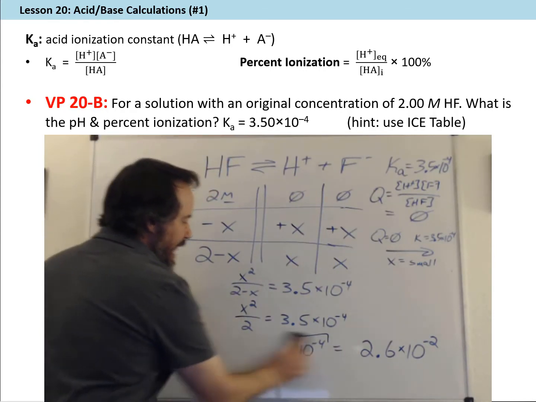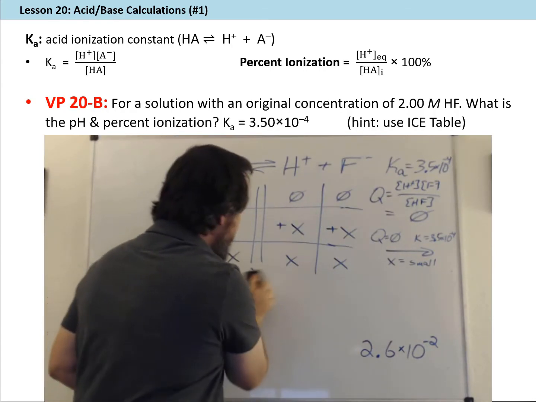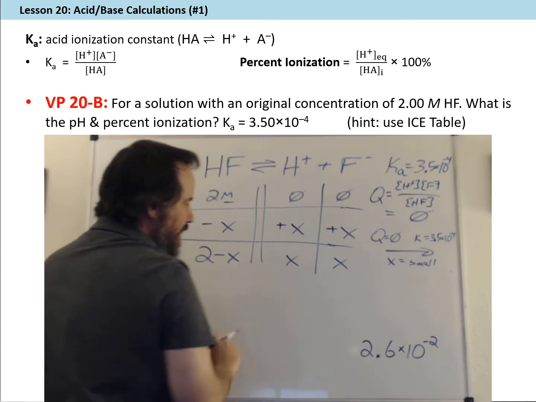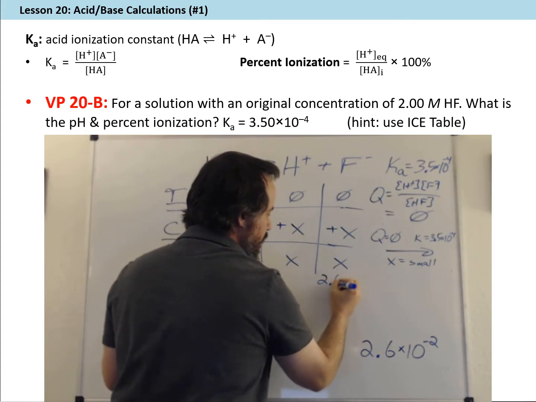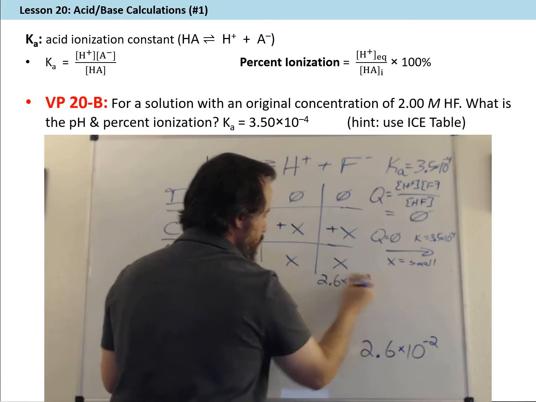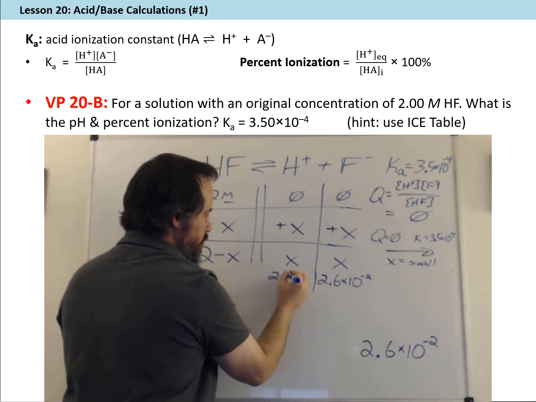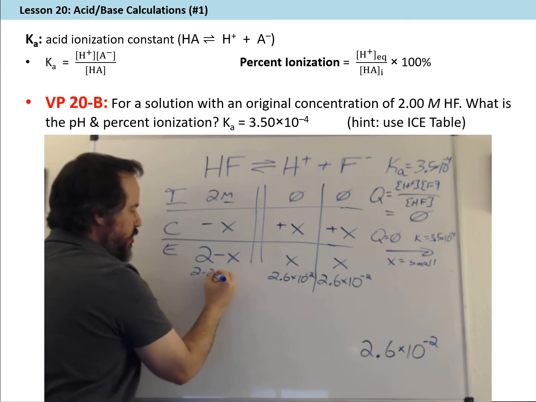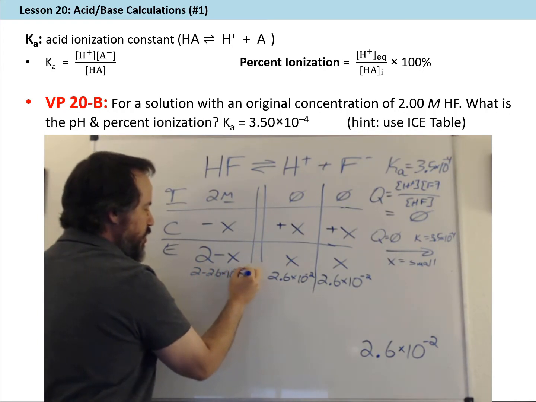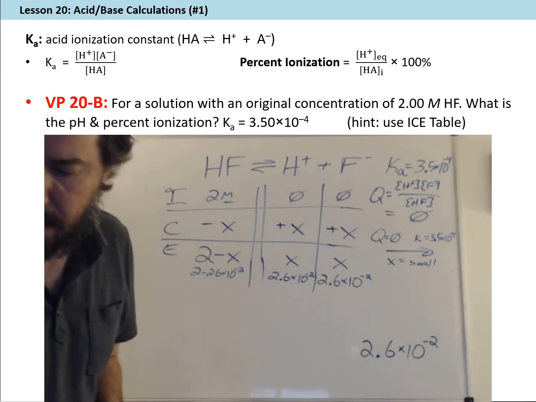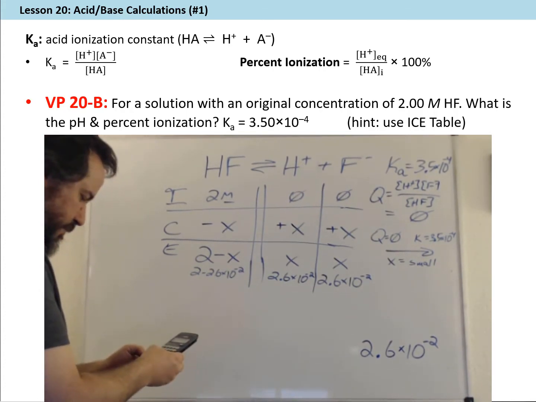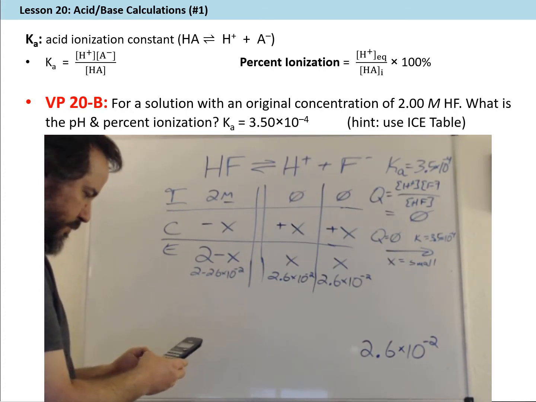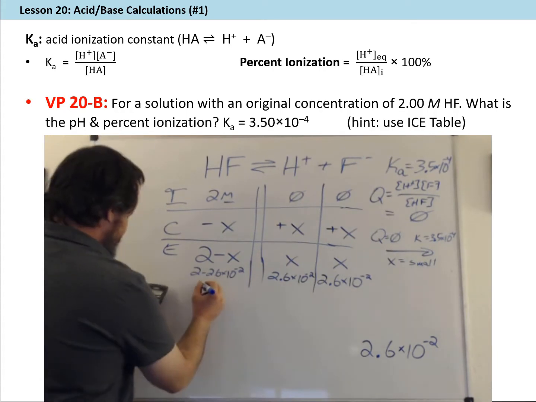Okay? It asks for the pH. So once I know x, I can go ahead and plug it in here. I have 2 minus 2.6 times 10 to the minus 2. This is going to get me 1.97.